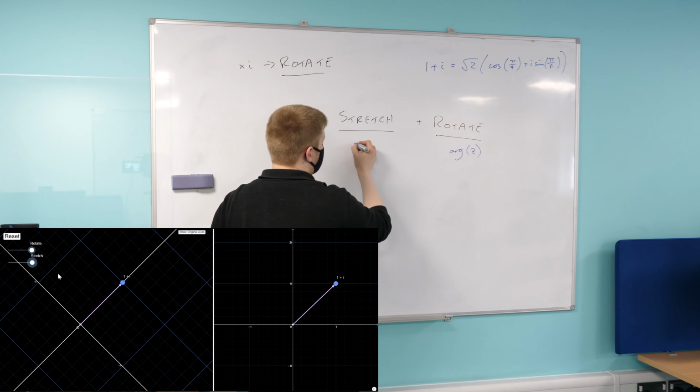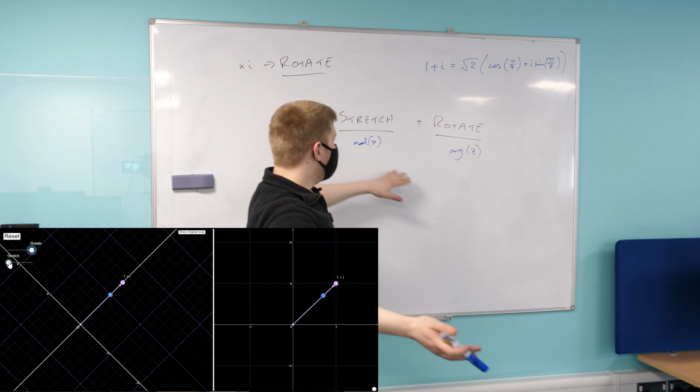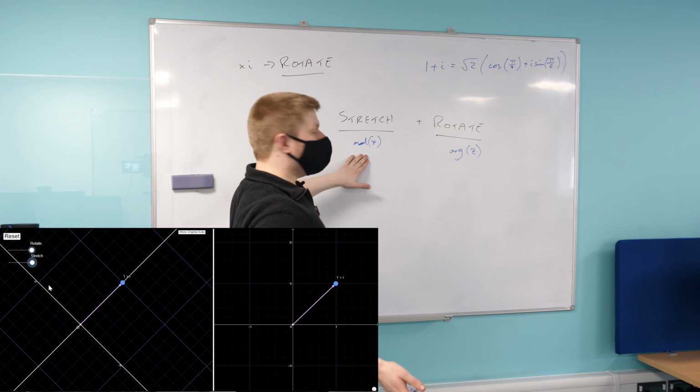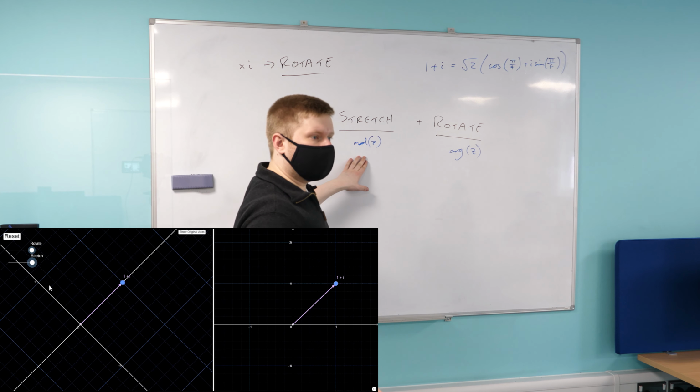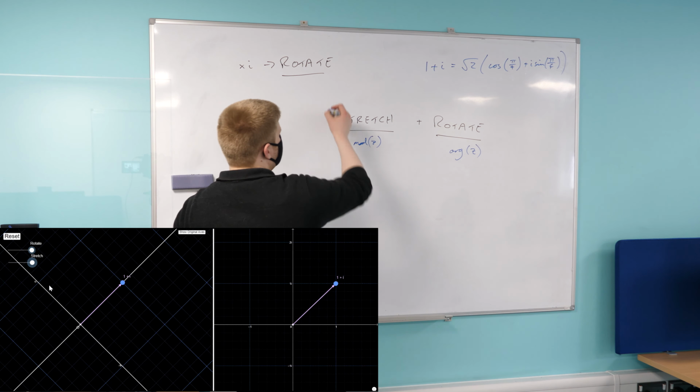So that's it. When I multiply by complex numbers, I rotate by the argument of whatever complex number I'm multiplying by, and I stretch by the modulus of whatever complex number I'm multiplying by. So this is the effect of multiplying by some complex number z.